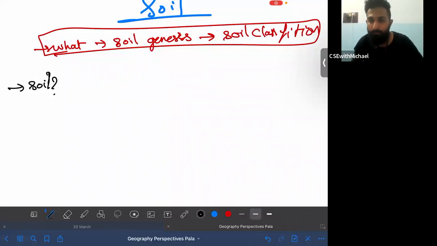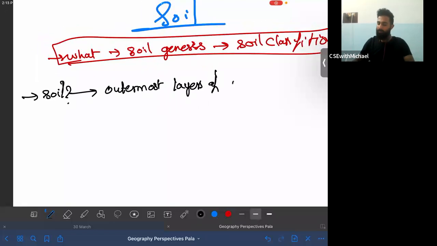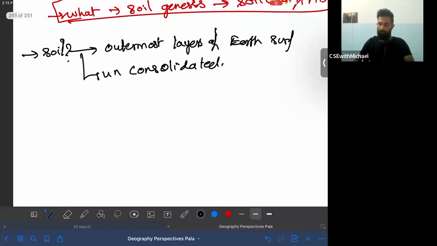Weathering of rocks forms soil. Okay. Soil is that particle that is formed by weathering, for sure. But what is soil? Soil can be simply defined. There is no complex definition here. Soil is the outermost layer of Earth's surface, which is unconsolidated. It's not consolidated, it's just lying like that.